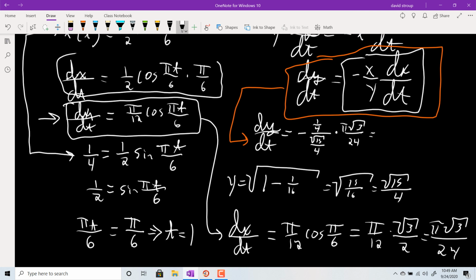Simplifying a bit, 1/4 divided by radical 15/4 is the same as 1/4 times 4 over radical 15. So the 4's will cancel. I'll have pi radical 3 all over 24 radical 15. We can simplify that a little bit, but I lost my negative. My negative's there. I think I'll just leave it at that.